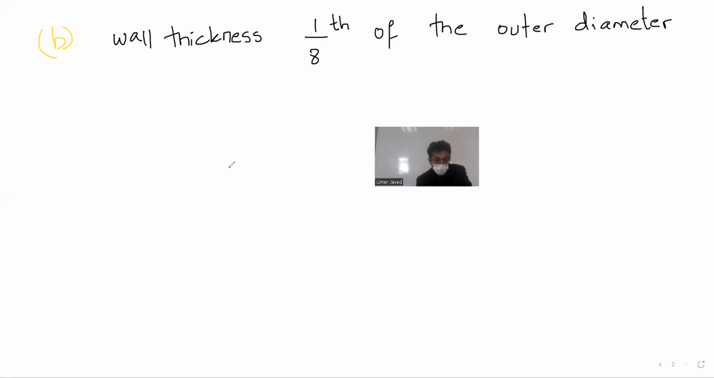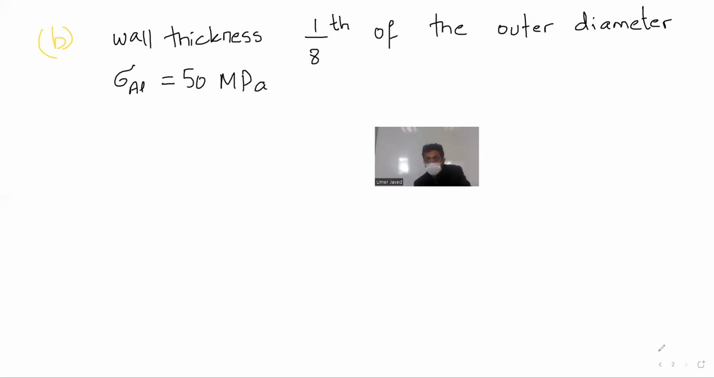If the wall thickness is to be 1/8 of the outer diameter, what is the minimum required outer diameter D2 of the aluminum tube? Now it's aluminum. If its wall thickness is to be 1/8 of the outer diameter and the allowable bending stress of the aluminum is 50 megapascals. Okay, let's do it together.